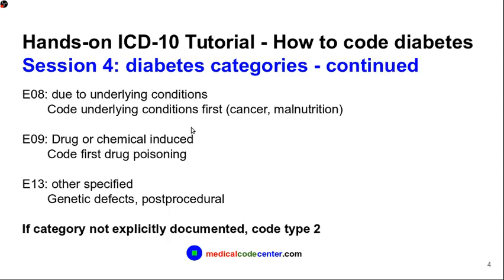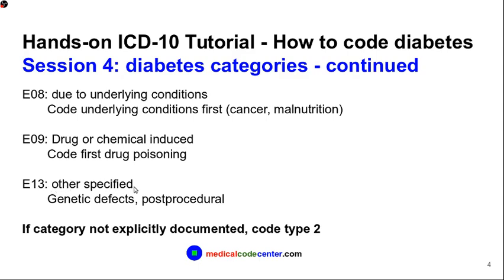The next three categories are what we usually call secondary diabetes. E08 is diabetes due to underlying conditions. For E08, you have to code the underlying condition first, for example, cancer or malnutrition, and then E08 will be the secondary code. E09 is drug or chemical induced diabetes. In this case, you also code first the drug poisoning, and then you code E09. And finally, we have E13, the fifth and last category of diabetes.